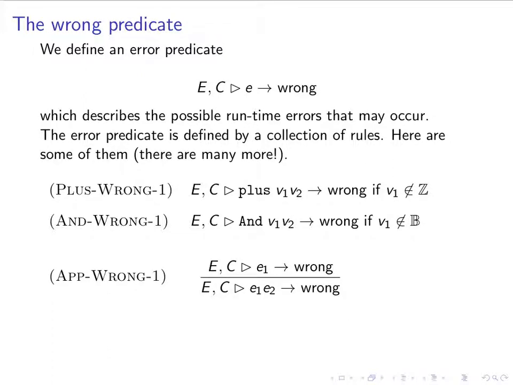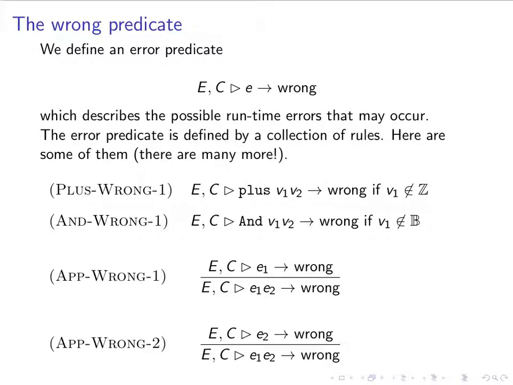And if we have a function application, E1 E2, and E1 goes wrong, the entire application goes wrong. So runtime errors will ripple down through the syntax, so to speak. And of course, it might also be the case that E2 went wrong. In that case, also, we will conclude that E1 applied to E2 would go wrong. But as I said, that's a very large collection of wrong rules that you need to define.